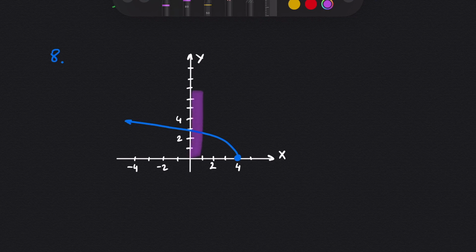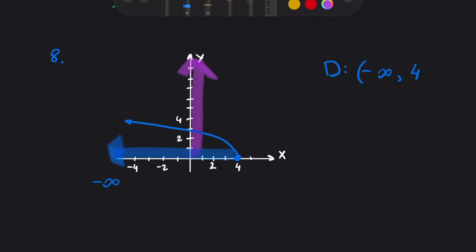Example number 8. We have y values start from here, and it keeps going and keeps increasing. So we put an arrow there. Let's get a different color for x values. X values start from 4, and it keeps going all the way to negative infinity. So let's talk about our domain first. Domain starts from negative infinity, and it goes all the way to 4. And 4 is included. But negative infinity, remember, is never included. Always put parentheses.